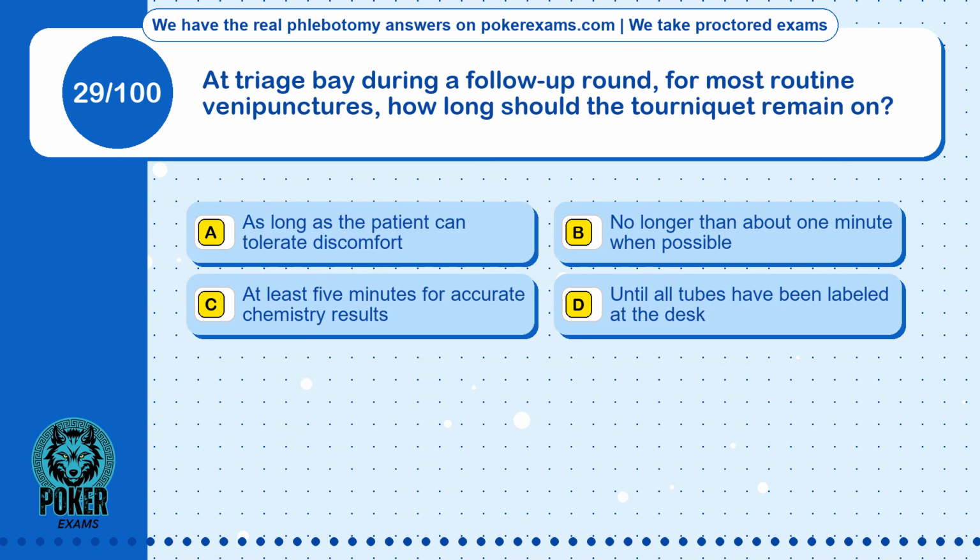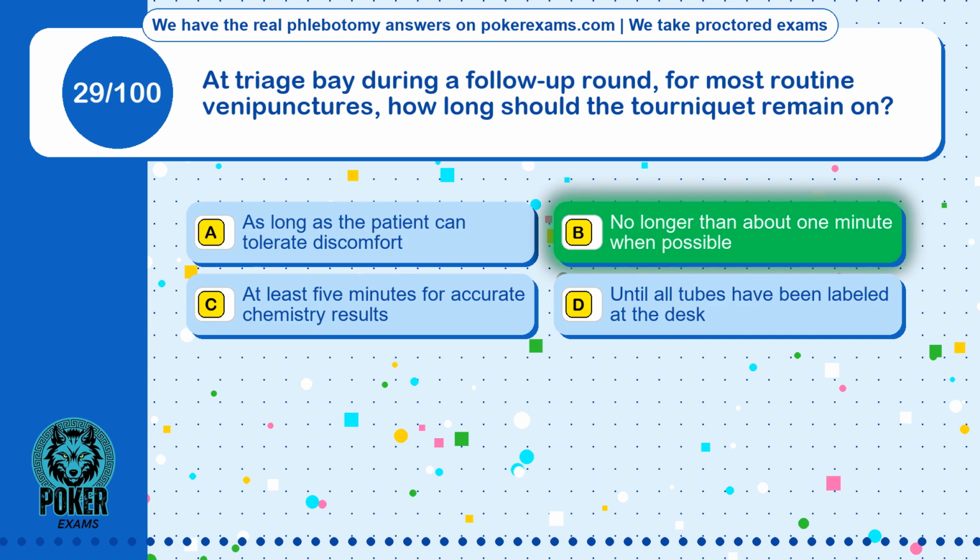Question 29. At triage bay during a follow-up round, for most routine venipunctures, how long should the tourniquet remain on? Option A: as long as the patient can tolerate discomfort. Option B: no longer than about 1 minute when possible. Option C: at least 5 minutes for accurate chemistry results. Option D: until all tubes have been labeled at the desk.